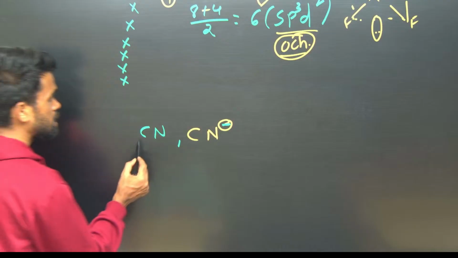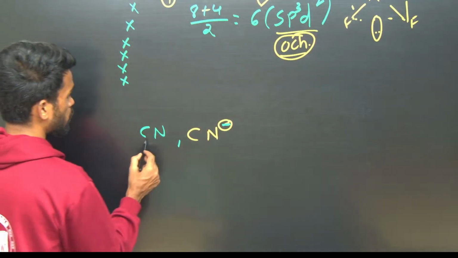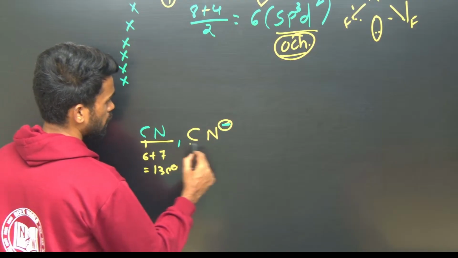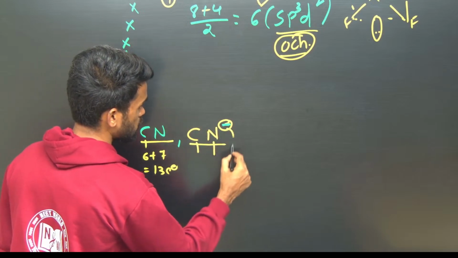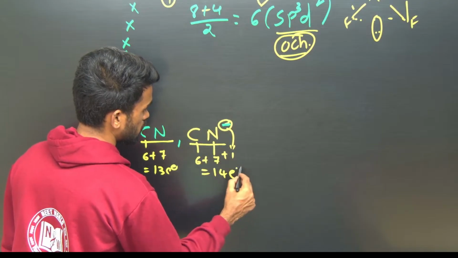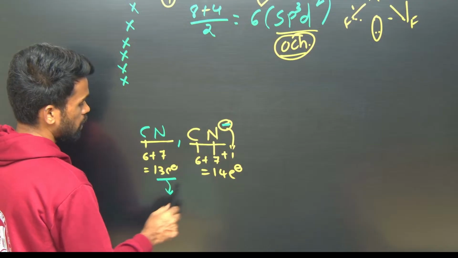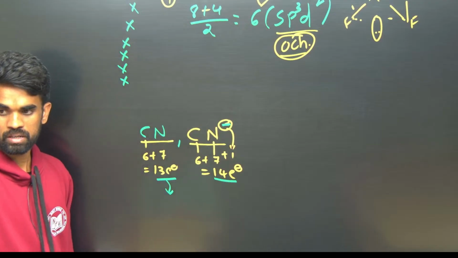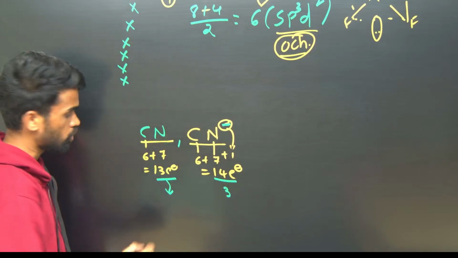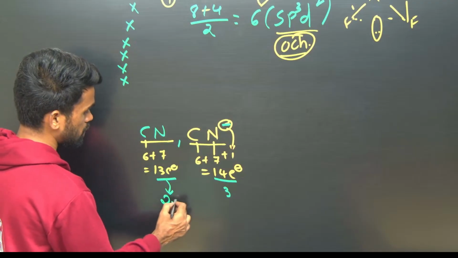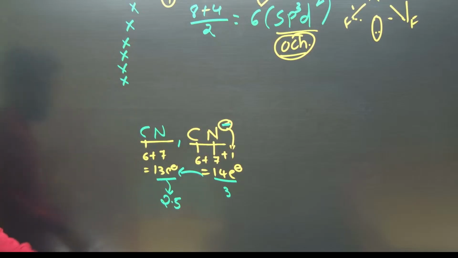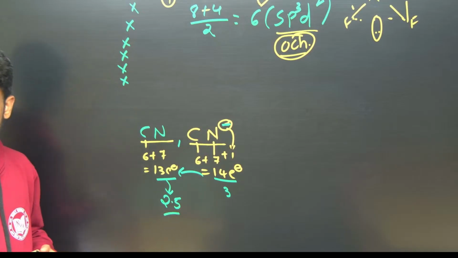Just what I told you, you can do this by using the trick also. How many electrons are there here? 6 plus 7, so 13 electrons. And here, 6 plus 7 and minus 1 is there, so you add one more electron, so 14 electrons are there. For 14 electrons, the maximum bond order is 3. So here it is 2.5, because one electron is decreased. It means we are removing it from a bonding molecular orbital, so one electron is less and bond order will be 2.5.